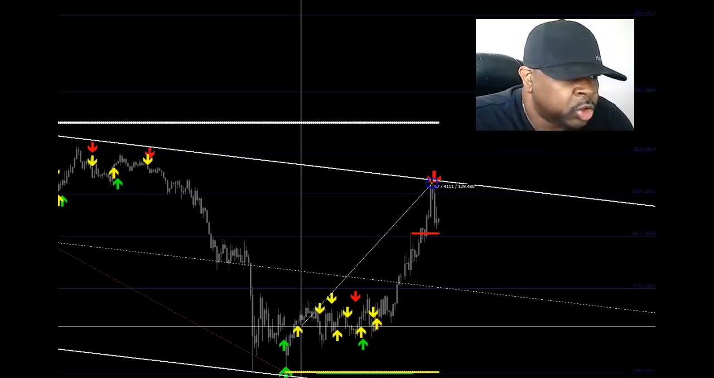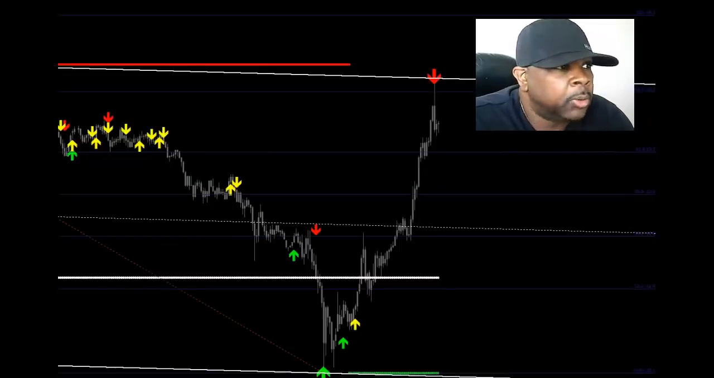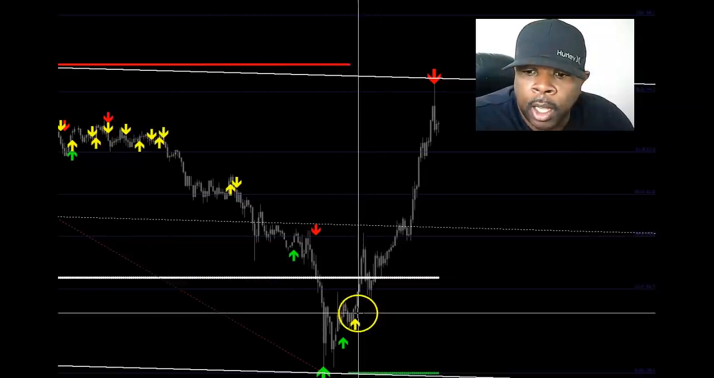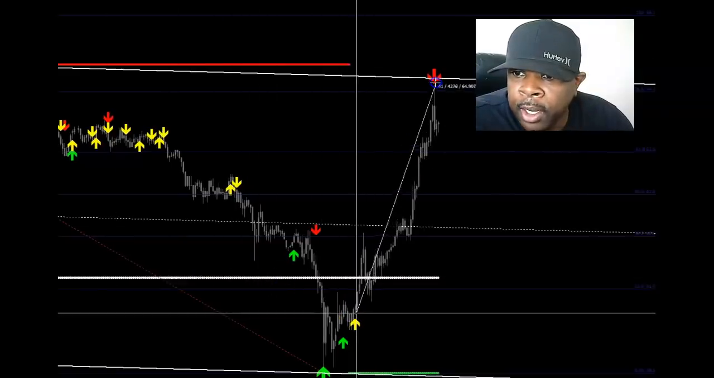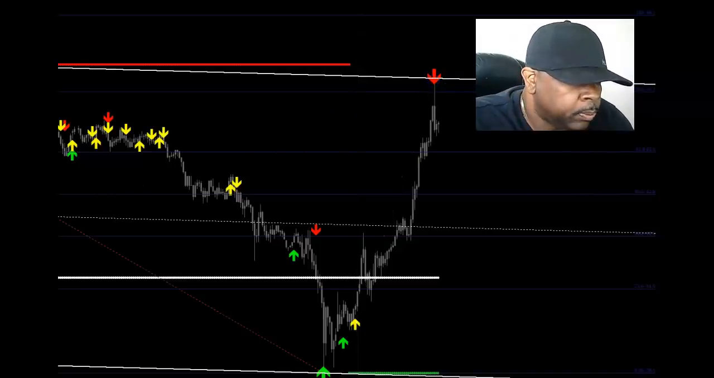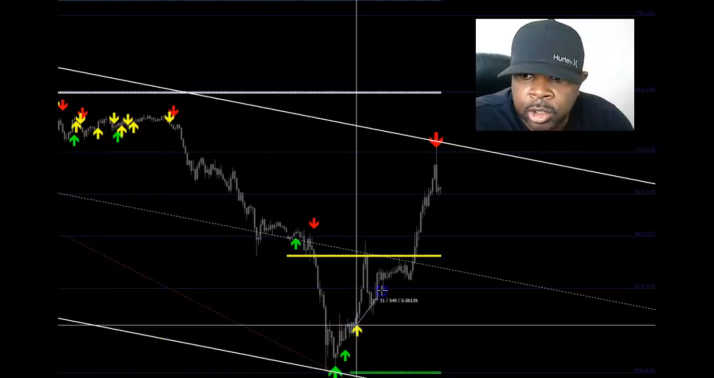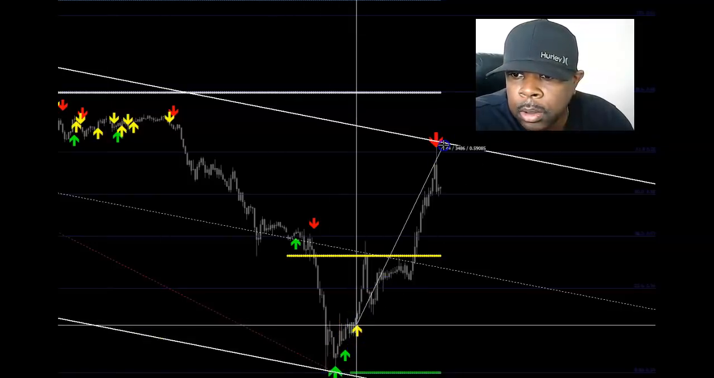411 pips on GJ the Dragon, GBP JPY. NJ, New Zealand JPY. Oh my God. I could have been wealthy in one day. 400 pips, 431. Look at this. This is NZD USD. Look at that. 346 pips.